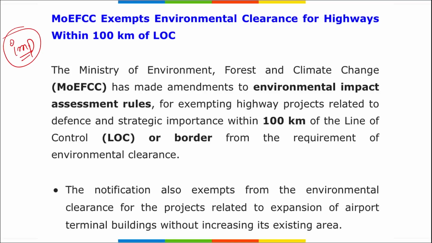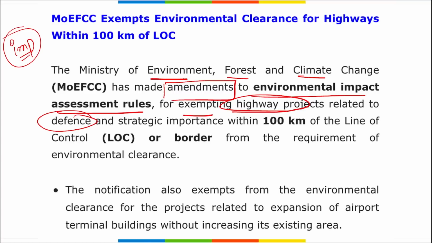Next news is important, friends. Remember, recently the Ministry of Environment, Forest and Climate Change has made amendments to the Environment Impact Assessment rules that exempt highway projects related to defense across 100 kilometers of the line of actual control. That means if our army wants to construct any highway or road, then they don't have to take environmental clearance before pursuing the project. So remember, it was the Ministry of Environment, Forest and Climate Change that amended the Environment Impact Assessment rules for exempting highway projects related to defense strategic importance within 100 kilometers of the line of control or border.